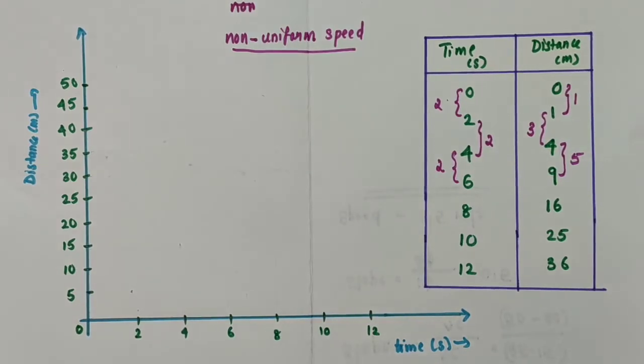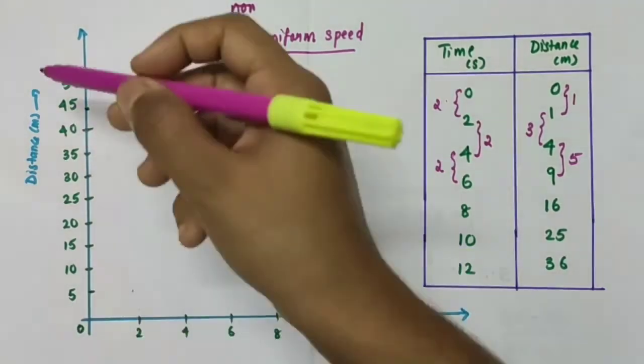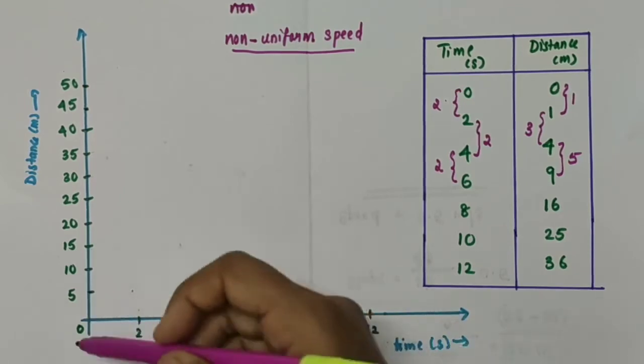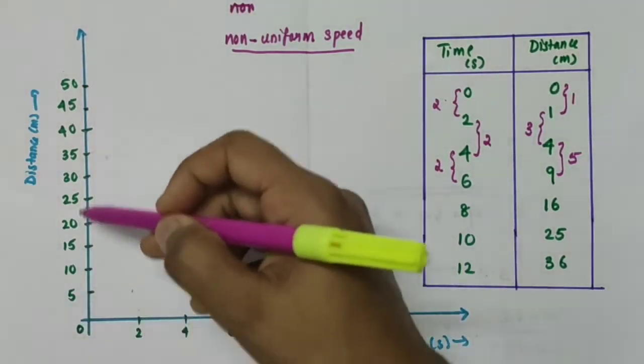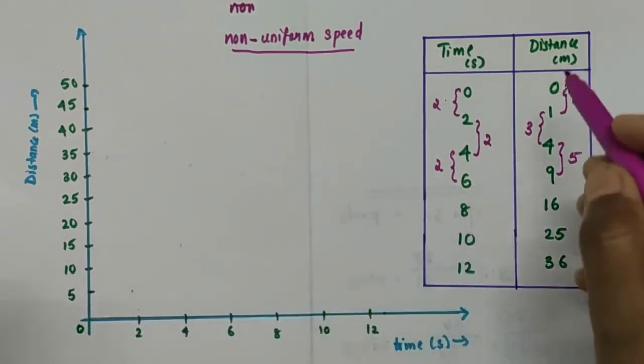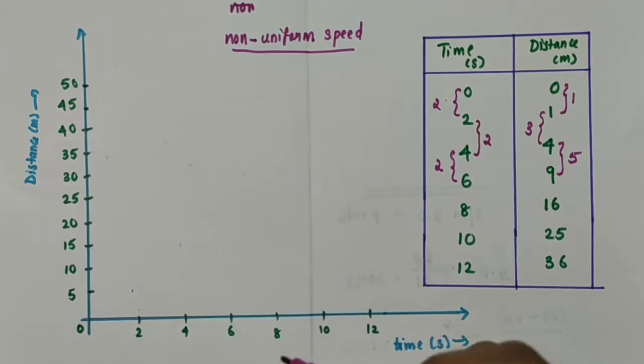Now to draw the distance-time graph, we take the time values along the x-axis and distance values along the y-axis. Don't forget to write the units within brackets. Now you mark the points on the axes: 2, 4, 6, 8, 10 like that. Here I have marked 0, 5, 10, 15 like that. Now you get the points corresponding to the values given here and join all those points. So let's see how to draw it.